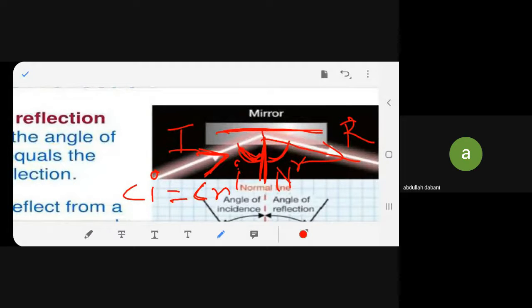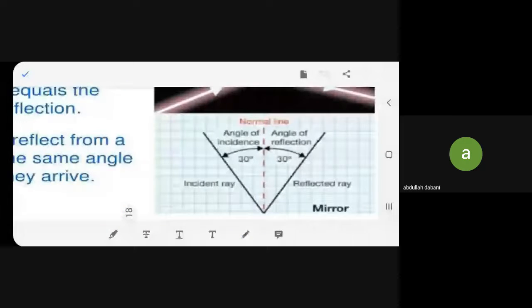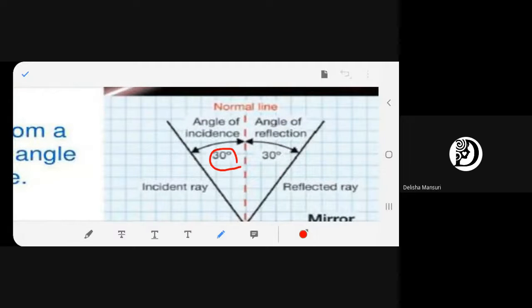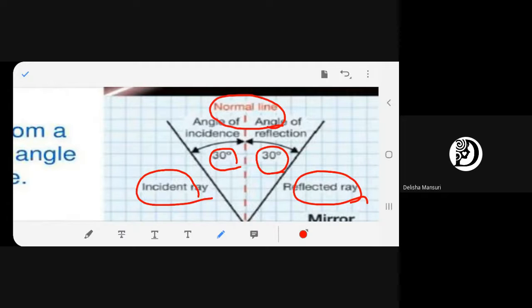We have come to know the first law of reflection. Now look over here. If I take this as 30 degree, obviously this one will also be 30 degree, isn't it? Now what is the second law of reflection, beta? The incident ray, the reflected ray, and the normal lie in the same plane. That is the second law of reflection.